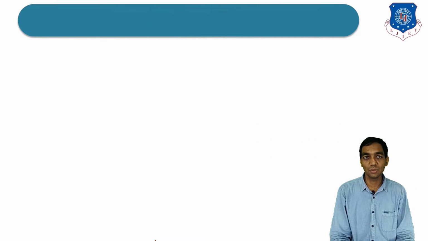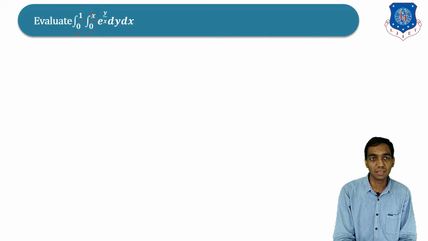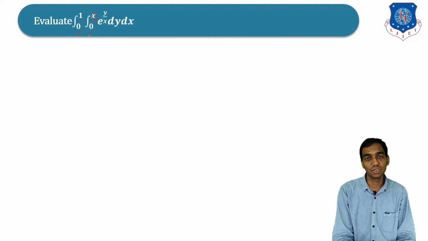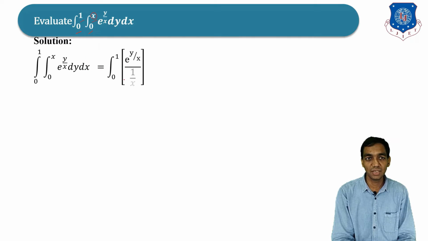Okay. Now we are going on to another example. Here you are given: evaluate the integration from 0 to 1 and the integration from 0 to x. Here the inner limit, that means the first integration, has a variable limit. Since you have x, that means this integration is of the function y. So first you have to integrate with respect to y. Please remember that first we are integrating with respect to y. That means this is the limit of y, and then we are going to integrate it with respect to x.